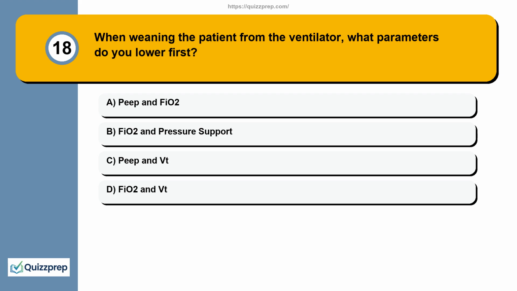Question 18. When weaning the patient from the ventilator, what parameters do you lower first? PEEP and FiO2. FiO2 and pressure support. PEEP and VT. FiO2 and VT.